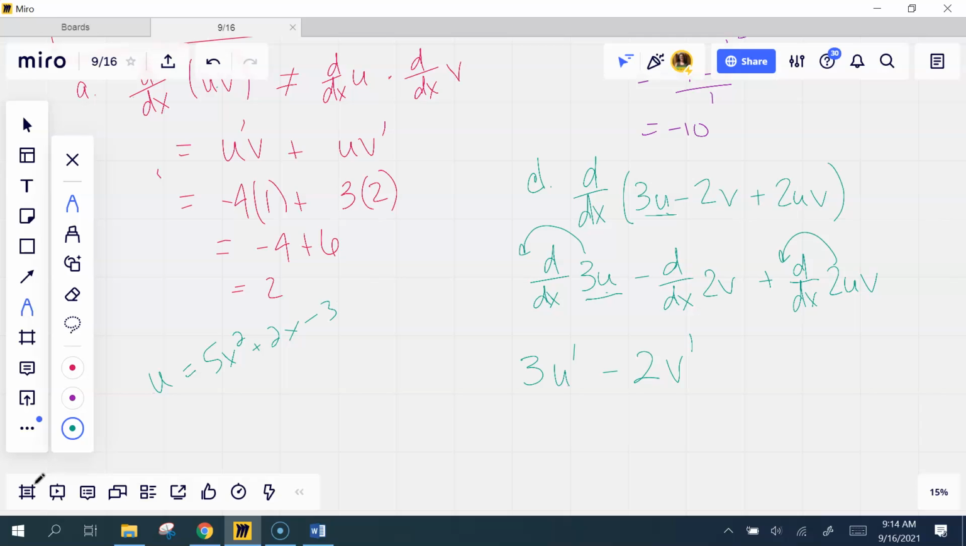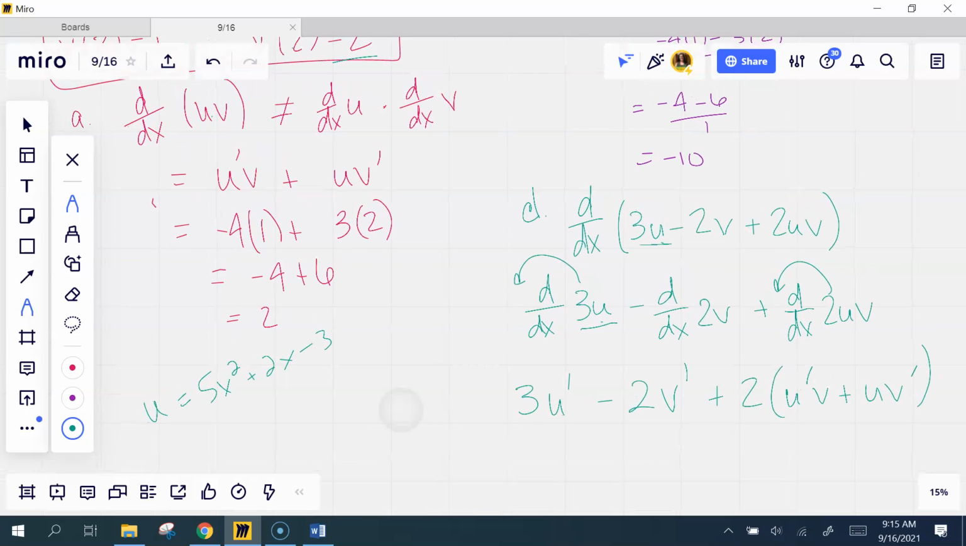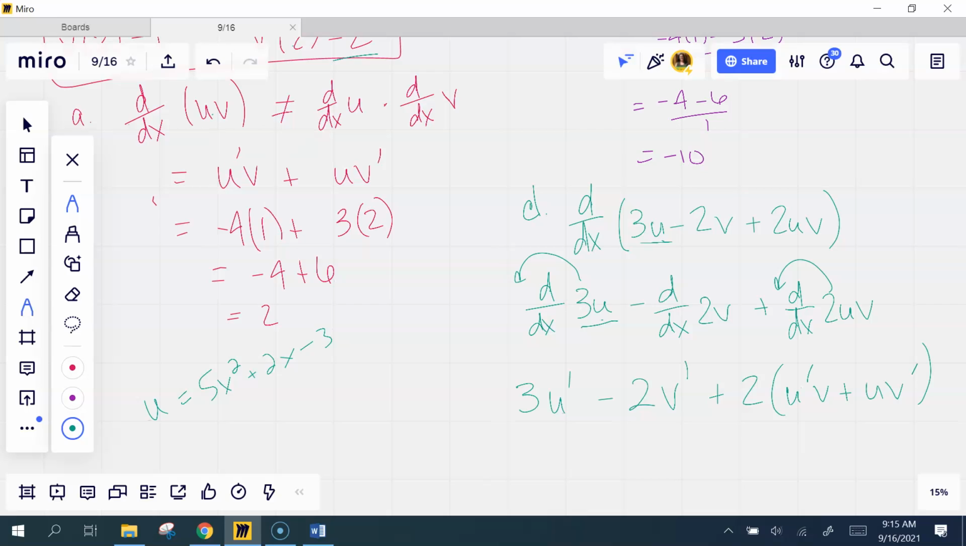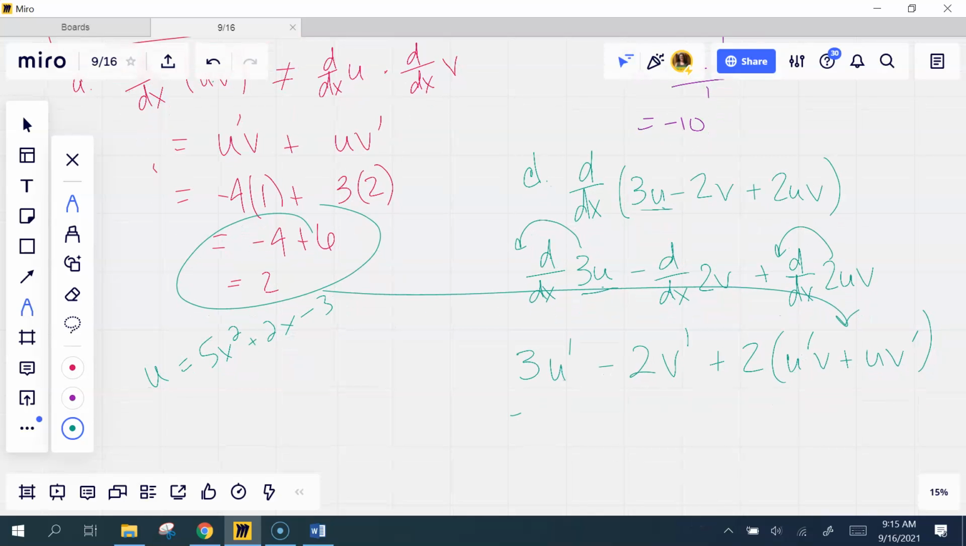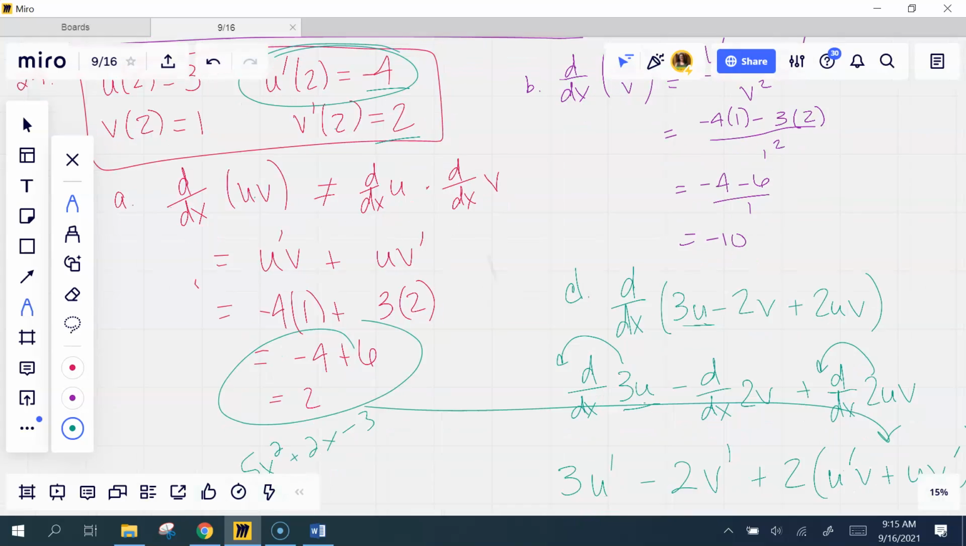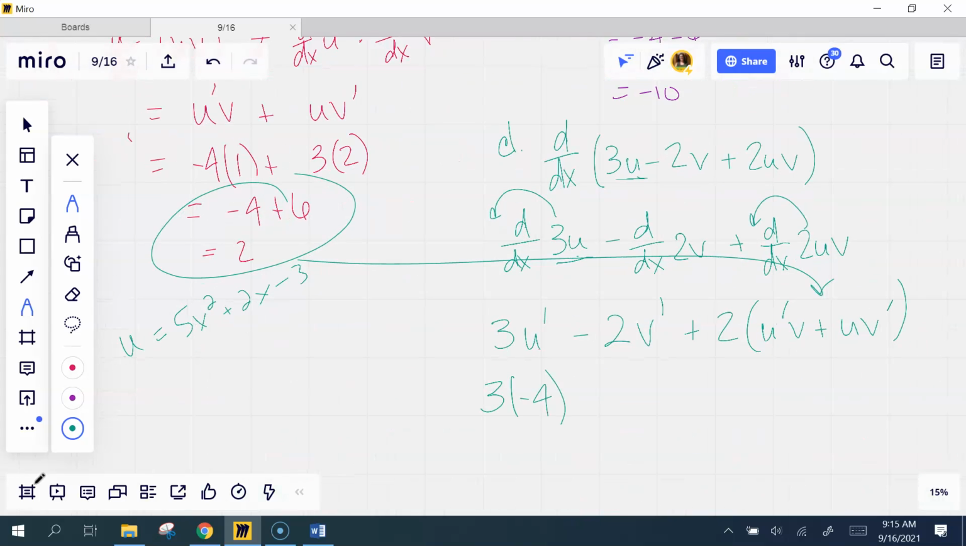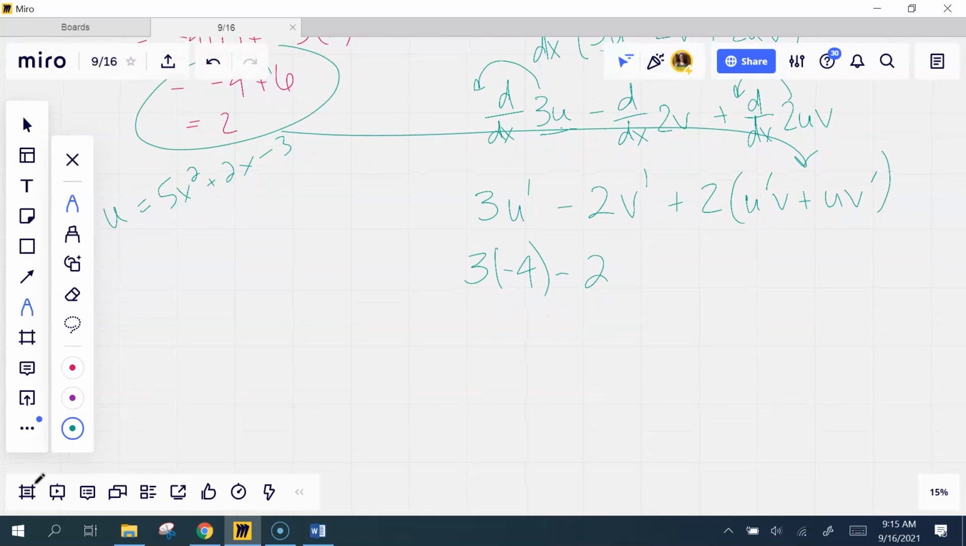So what do I have to do? You have to do the product rule. We already did it though. Right. Derivative first. You can just pull down your answer from A. So part A told me that this is 2. What's the derivative of u at 2? Negative 4. How about v? 2.